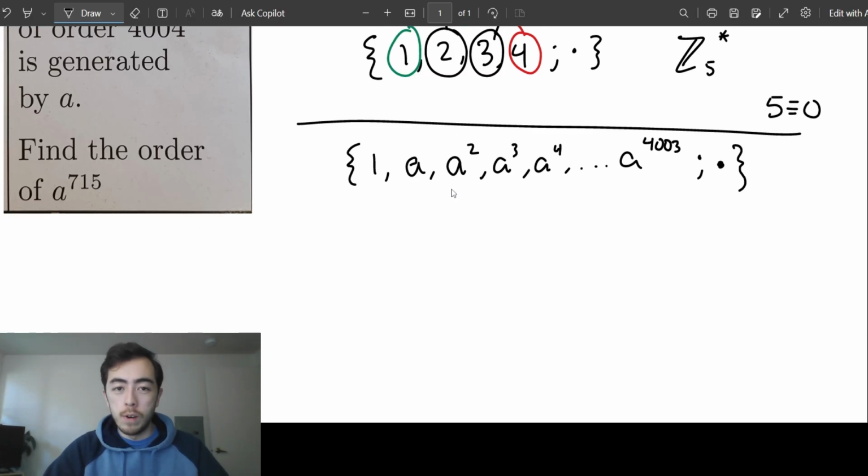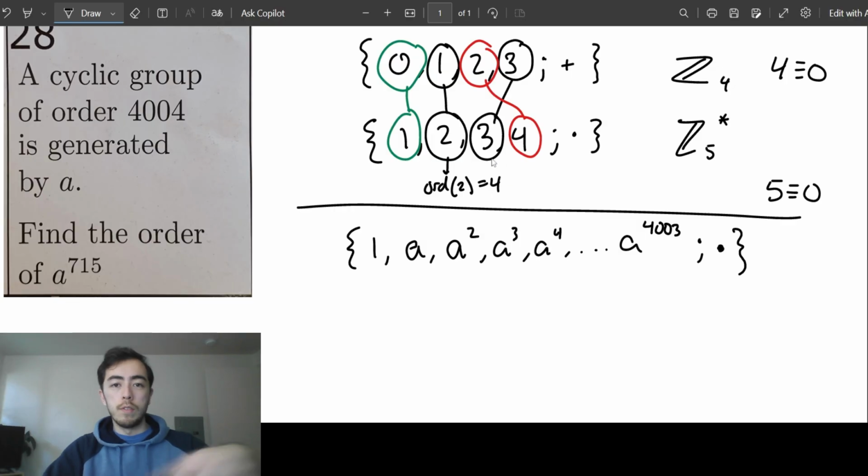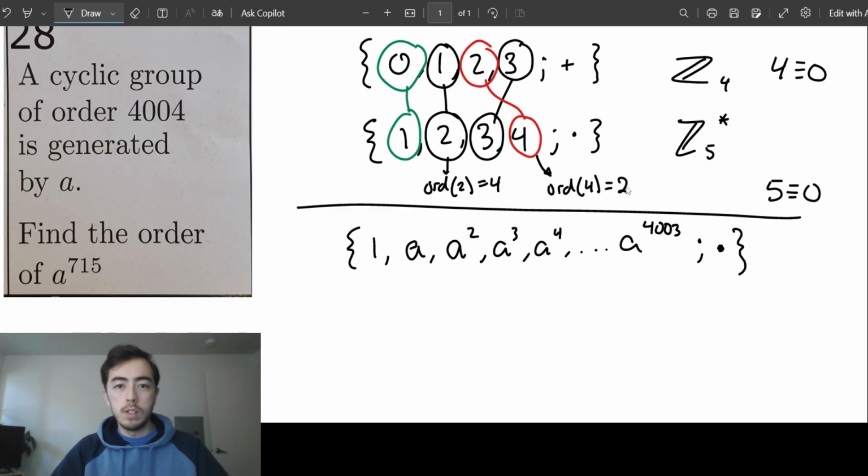There are 4004 elements, and we need to find the order of A to the power of 715. The order of an element is just how many successive operations on it that we need to do to get back to our identity. So like here, the order of the element 2 is 4, because it took 4 steps to get back to our identity 1. But then the order of this element 4 was 2, because it only took 2 steps to get back to our identity 1.